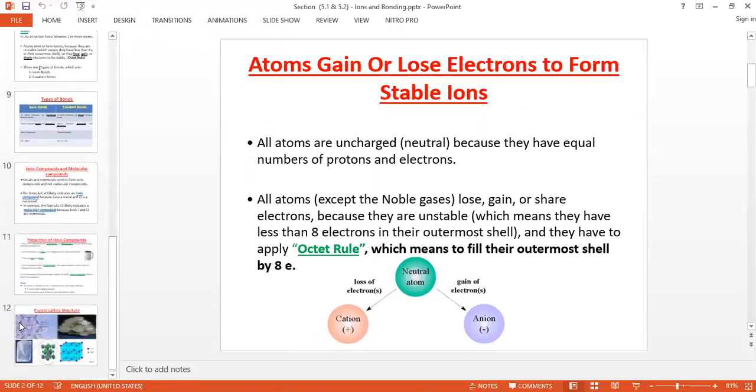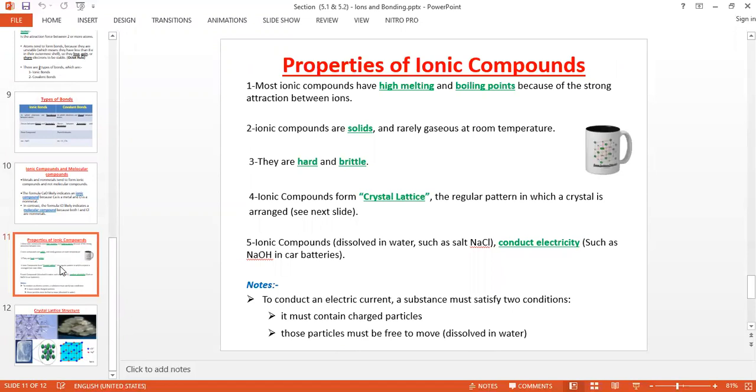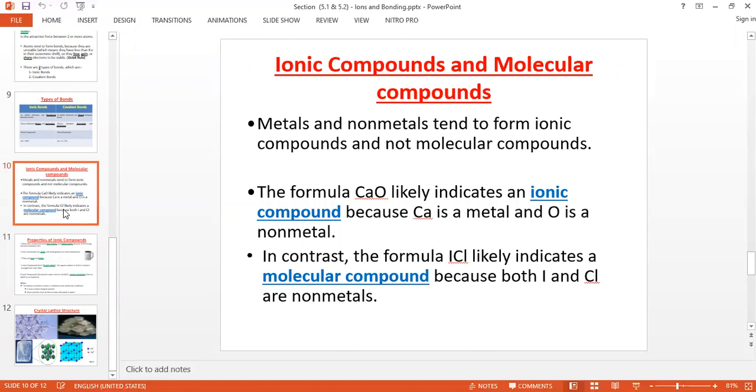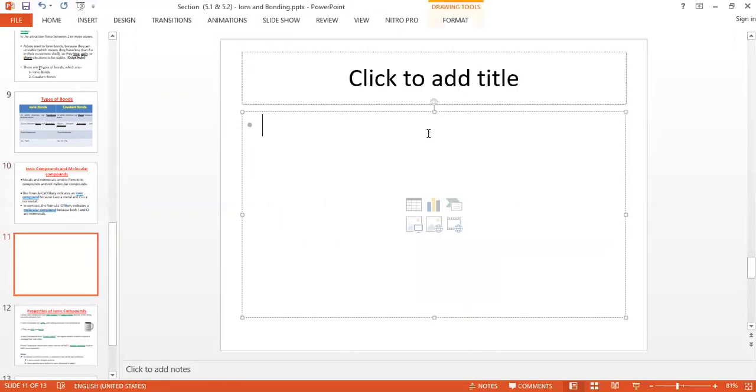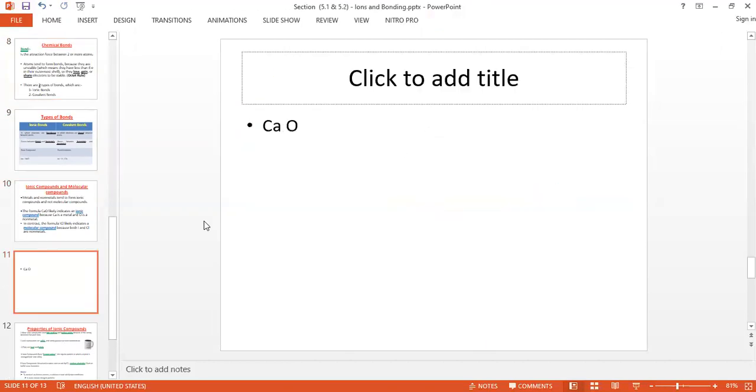Today we'll continue the properties or characteristics of ionic compounds and the covalent or molecular compounds. But before mentioning these properties, I need you to know something. How could you know which type of compound a formula is? For example, we have here calcium oxide or CaO. How can you judge the type of this compound, whether it is ionic or covalent?